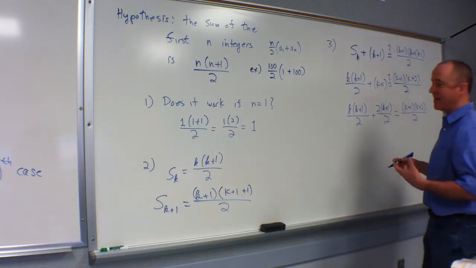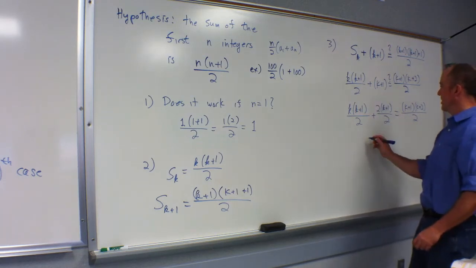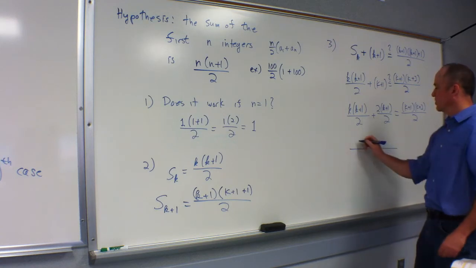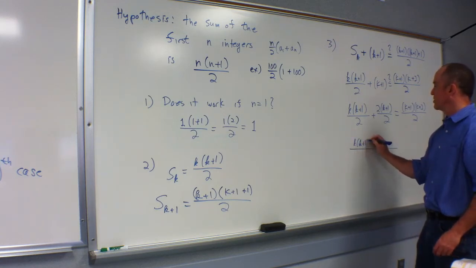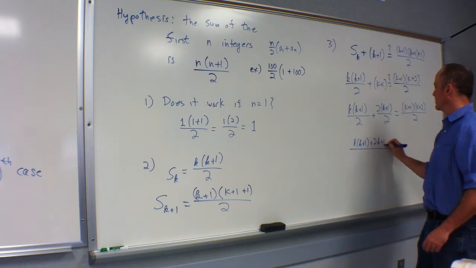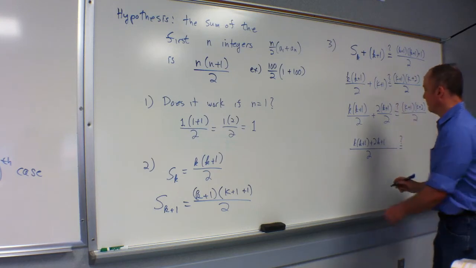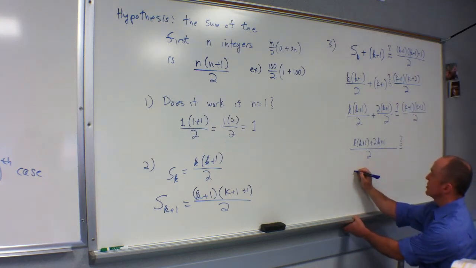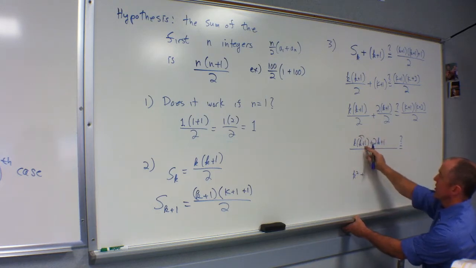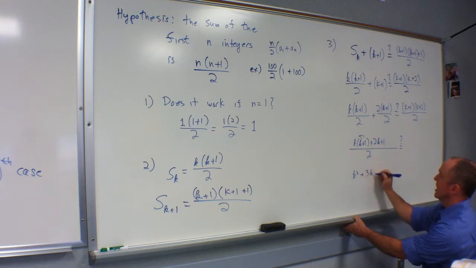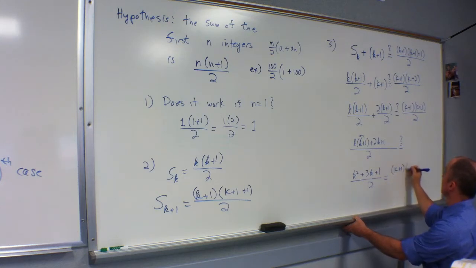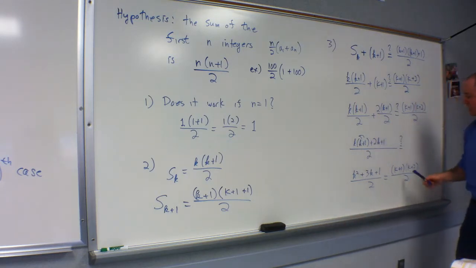Alright, so now that I've made a common denominator, my new numerator is k times k plus 1 plus 2 times k plus 1 over 2. Still equal to the same thing, still a question mark. And with a little bit of distribution, this is going to become k squared plus k, and then I'm going to add this k to 2k, so that's plus 3k plus 1 over 2 is equal to k plus 1 times k plus 2 over 2. What would I get if I FOILed these two?